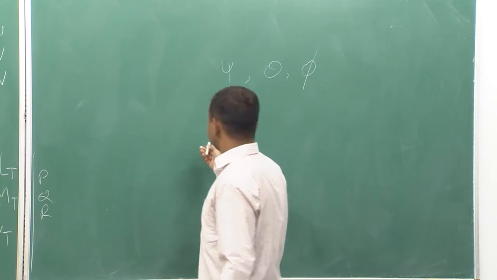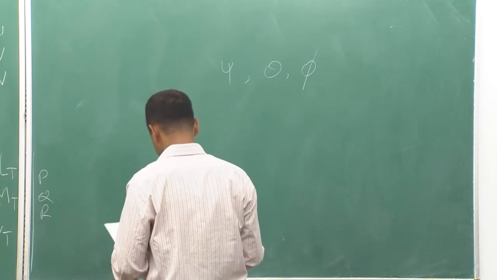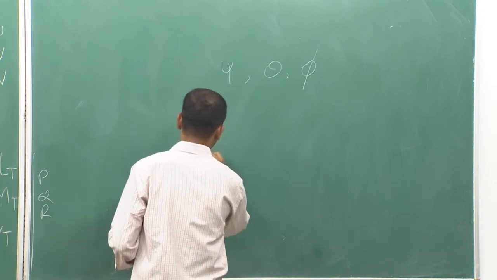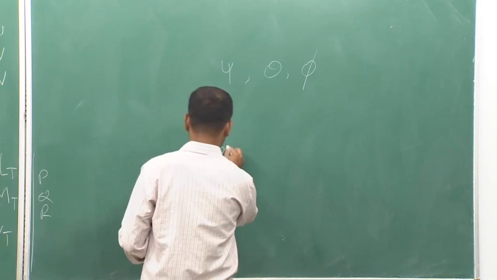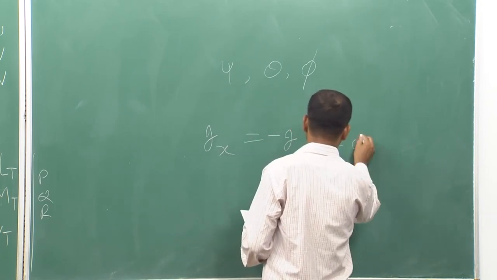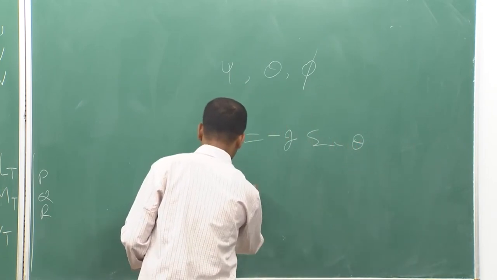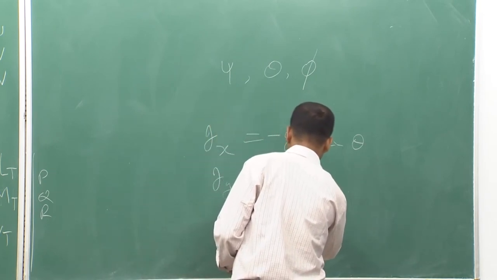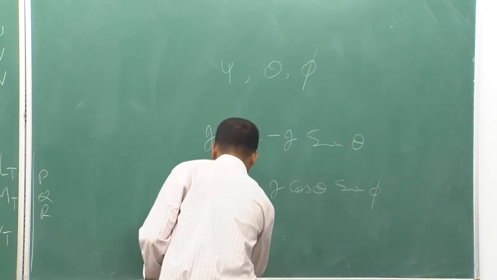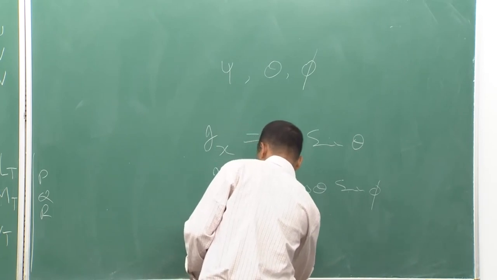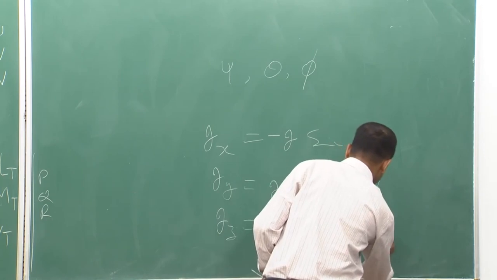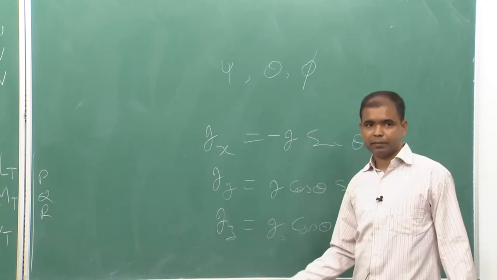If you remember, we had derived the gravity equations using this psi, theta and phi, and those equations were given by, let me rewrite here: g x is equal to minus g sin theta, g y is equal to g cos theta sin phi, and g z is equal to g cos theta cos phi. Now, we have the gravity components.